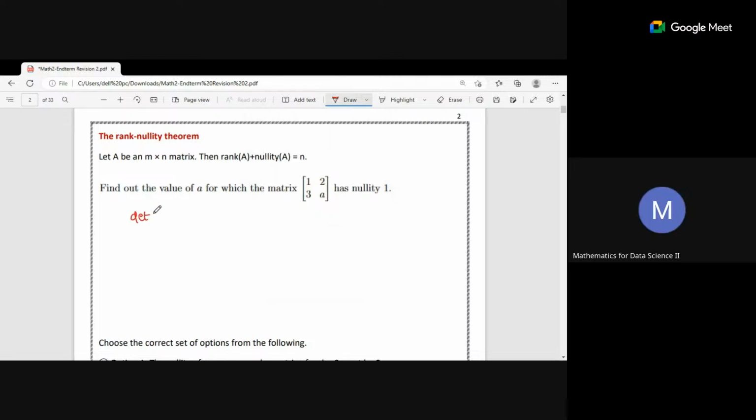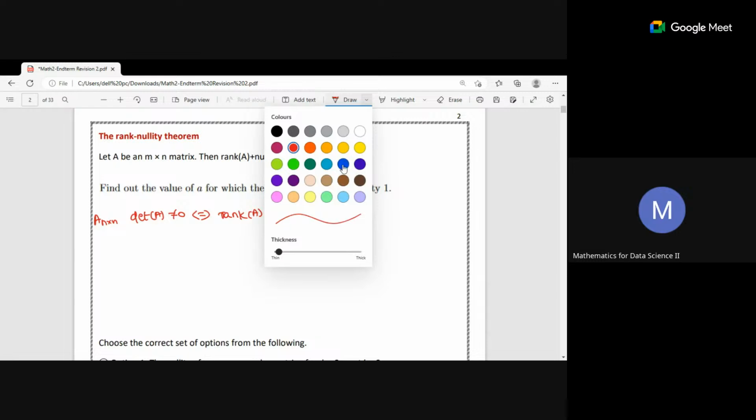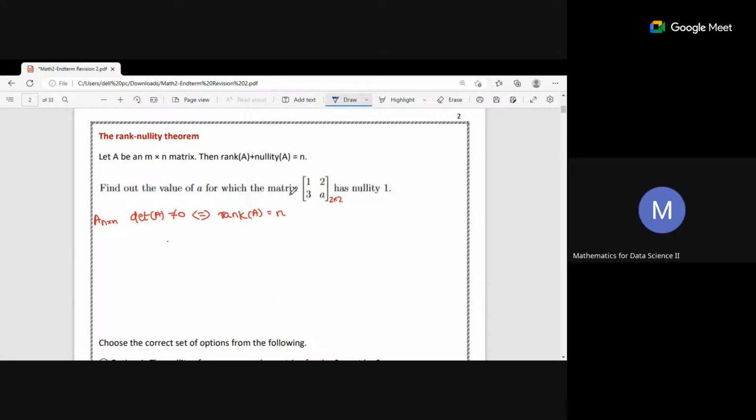So the determinant of a matrix A, let us say A is an n by n matrix, is non-zero if and only if rank of A is equal to n. Okay, so now here, let us call this matrix A. What is the determinant of A?